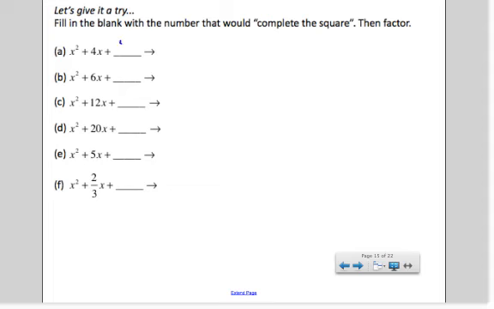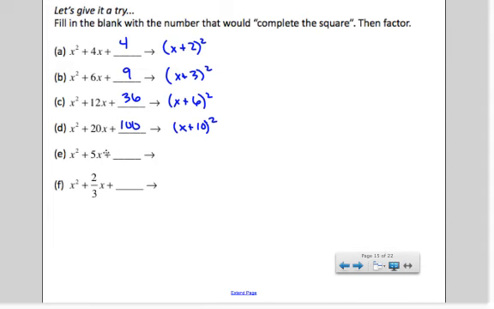Okay, hopefully you paused the video. So this one you get 4, and that factors into x plus 2 squared. This one you need to put in a 9, and that gives you x plus 3 squared. This one you need a 36, and that's x plus 6 squared. This one you need 100, and that's x plus 10 squared.